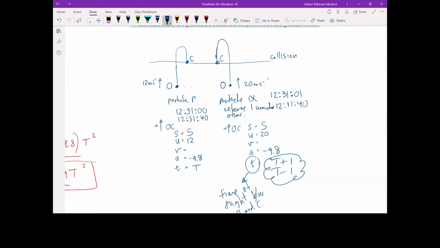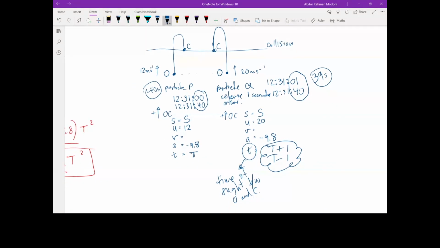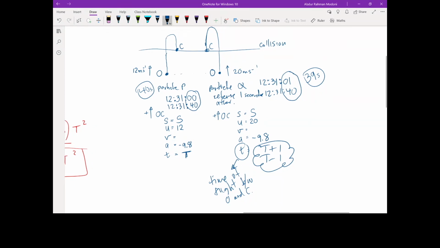Now take a look at the duration it's in flight for particle P and the duration for particle Q. The duration of flight for particle P, as you can see here, is 40 seconds. And the duration of flight for particle Q is 39 seconds. So now tell me, if we've called the first one's duration T, what is the duration of time for the second one in terms of T? Should we have another vote? Oh, a lot of people are writing T minus 1. Okay, all right, so we're happy with it being T minus 1.